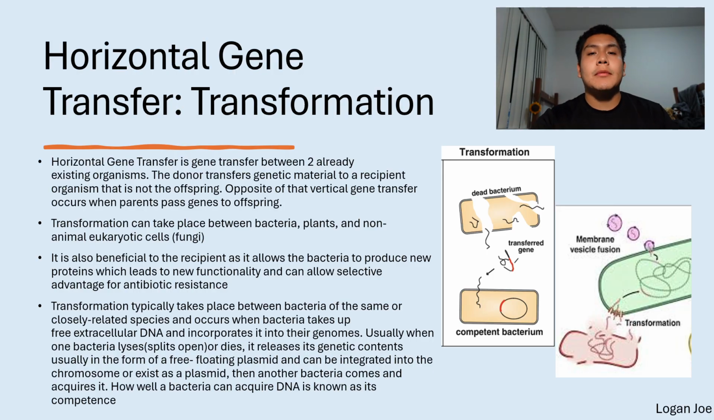Hello everyone, so my name is Logan and I will be doing horizontal gene transfer, specifically transformation. So horizontal gene transfer is a gene transfer between two already existing organisms. The donor transfers genetic material to a recipient organism that is not the offspring. So opposite of that, the vertical gene transfer occurs when parents pass genetics to the offspring.